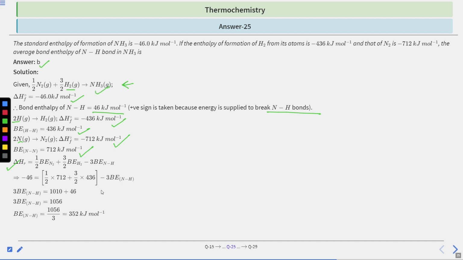Now putting the values in this equation, we have 3 times the bond energy of N-H is 1056, and on dividing by 3, we have the bond energy of N-H as 352 kilojoule per mole. Hence option B is the correct answer.